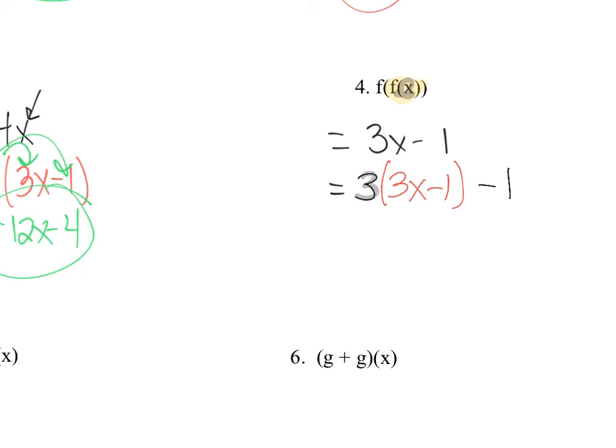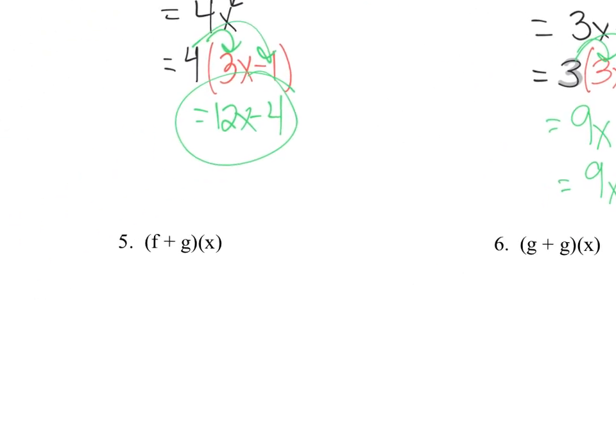What's my next step? Distribute, good. What's 3 times x? Good. Whatever I do to one term, I have to do to the other. What's 3 times negative 1? And I can't forget this. What are my like terms here? Good, minus 4. Everyone see how we got minus 4? Yeah, because it's negative 3 minus 1. Good. Okay. On to the last two.